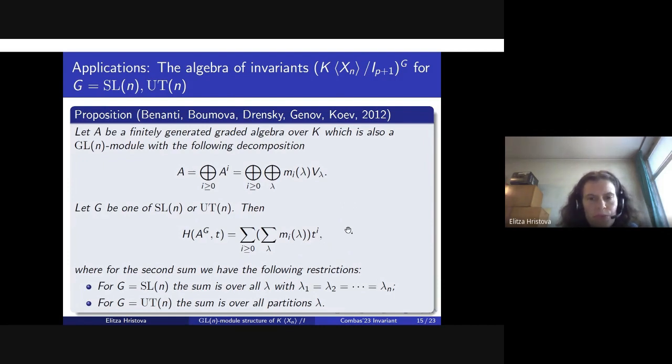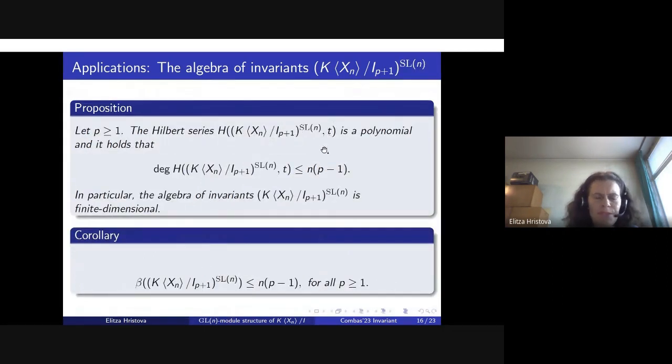And now we're going to use it to compute the Hilbert series of the algebras of invariants, where the algebra A will be our relatively free algebra. Since we don't know the exact decomposition, we have given only some bounds, so this will mean that we'll obtain bounds on the Hilbert series. And first we consider the case of SLN. The result is that in the case of SLN invariants, the Hilbert series is a polynomial, and we can give a bound on the degree of this polynomial.